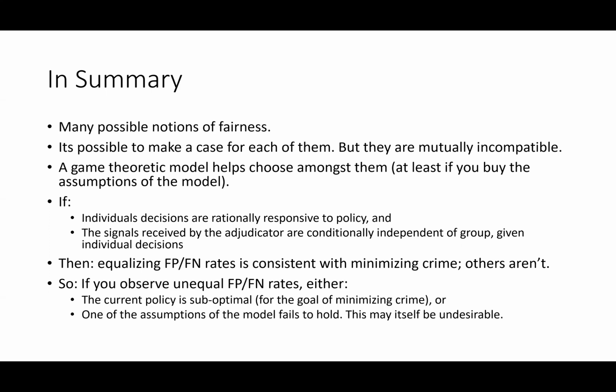And so therefore, if you observe that in deployed systems, false positive rates and false negative rates are not equal, then either current policy is suboptimal for the goal of minimizing crime, or one of the assumptions used to derive this result fails to hold. Okay, and you can use that to interrogate the assumptions. And if the assumptions fail to hold, like if the signals really do differ, not just by crime, but by group membership, then maybe that is itself undesirable and something to look into. All right. So with that, thank you.